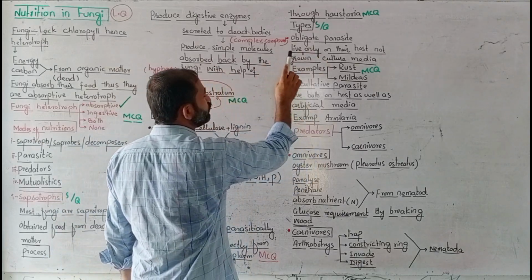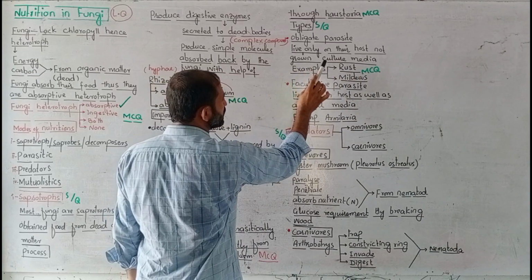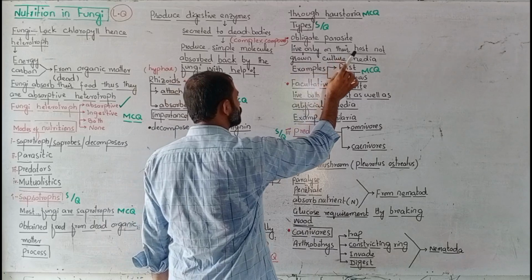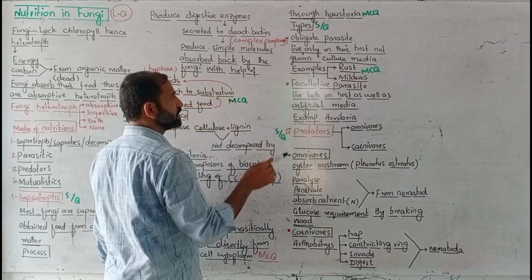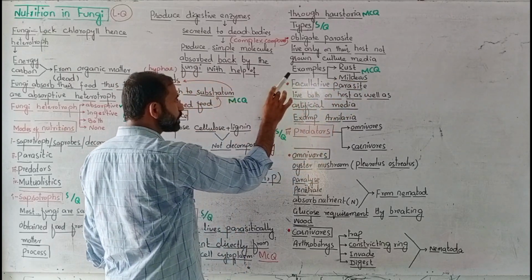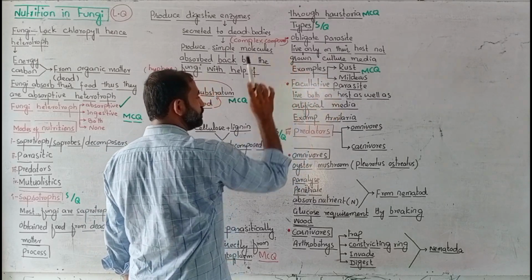Obligate parasites live only on their host and are not grown in culture media, meaning they only live on their host. We are not able to culture them in growth media or culture media. And their examples are most important MCQs. Rust and mildew are examples of obligate parasites.